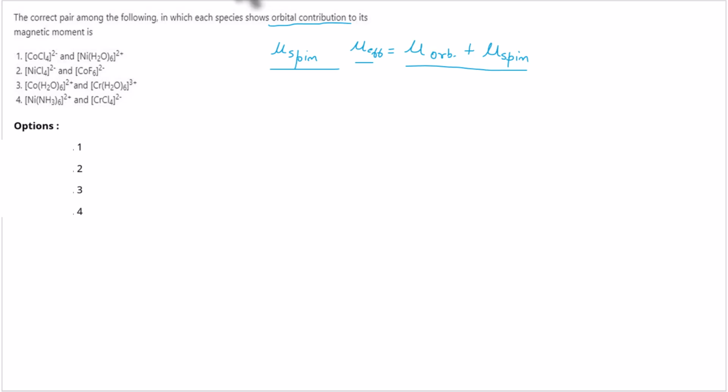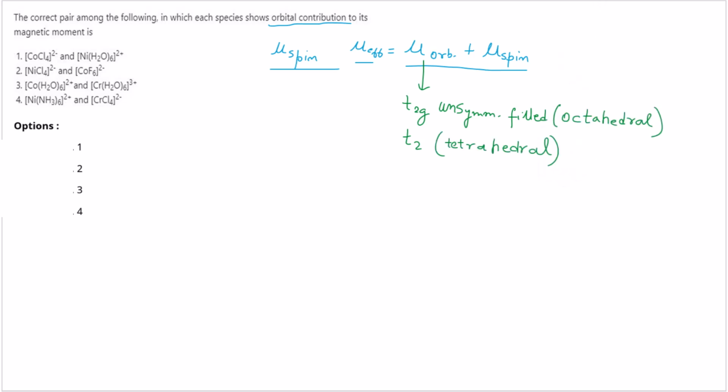Now, one of the factors when this orbital contribution is added to the total magnetic moment is when the T2g orbital is unsymmetrically filled in the octahedral complexes, or T2 orbitals in the tetrahedral complexes. So based on this knowledge, we will solve this problem. Okay, so the first pair of complexes, let us identify: CoCl4 2 minus and Ni(H2O)6 2 plus.